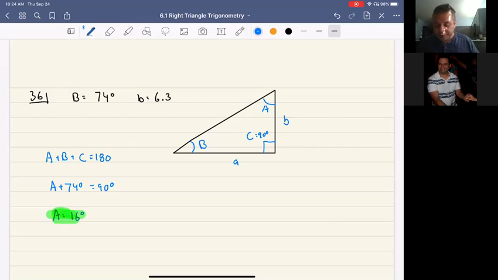There are a couple of ways to do this. Let's call the hypotenuse C. Sine of B, remember, should equal b over c. So this means that c should equal b divided by sine of B.